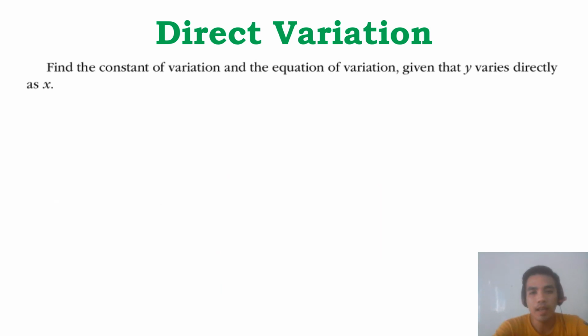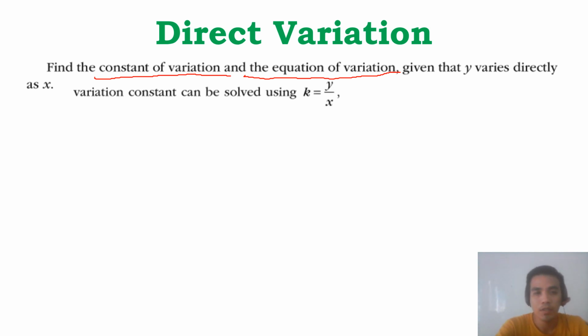Next, let's have these examples. Okay? Find the constant of variation and the equation of variation given that y varies directly as x. So ano raw, hanapin natin yung value ng constant of variation and the equation of variation. So paano ba natin makukuha yung constant of variation? We have the equation k equals y over x. So ito yung gagamitin natin to solve the constant of variation.